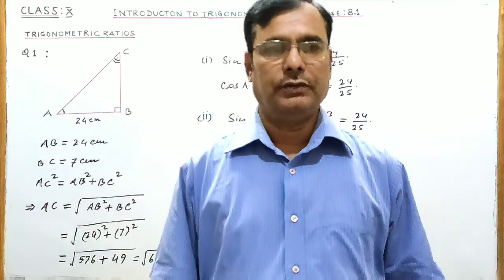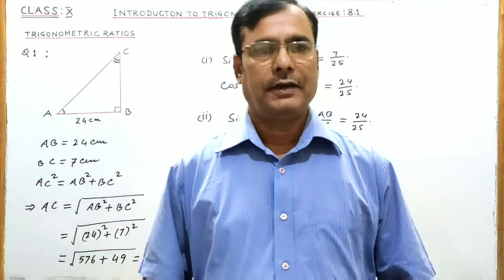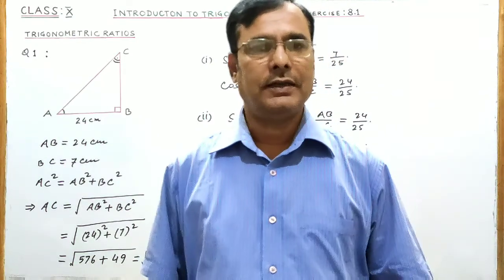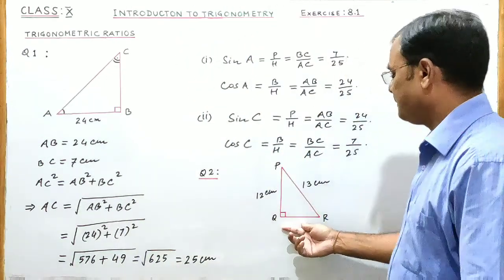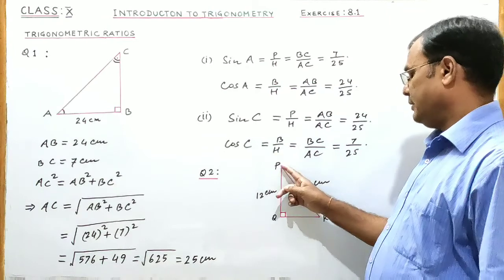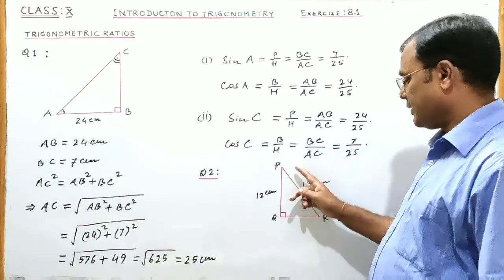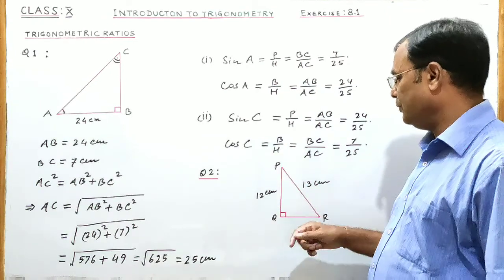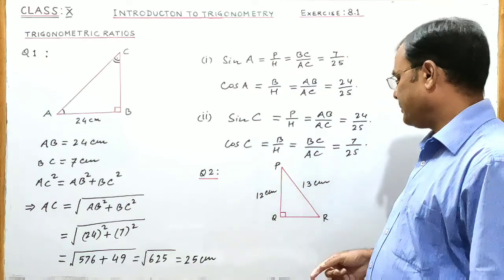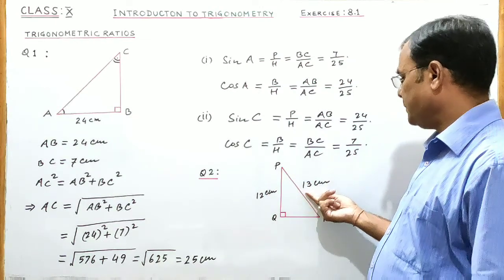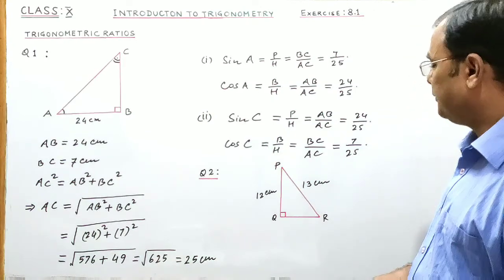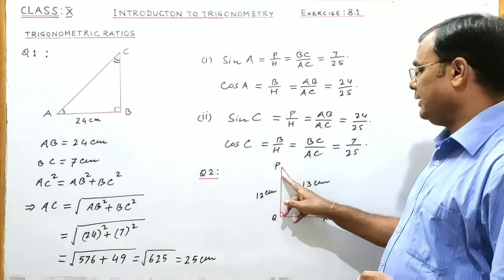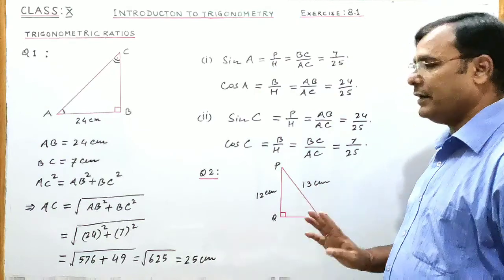Now question number 2. In the given figure, find tan P minus cot R. Here this figure is given. In this figure, PQR is a triangle right angled at Q. PQ is 12 centimeter. Hypotenuse PR is equal to 13 centimeter. We have to find tan P minus cot R.